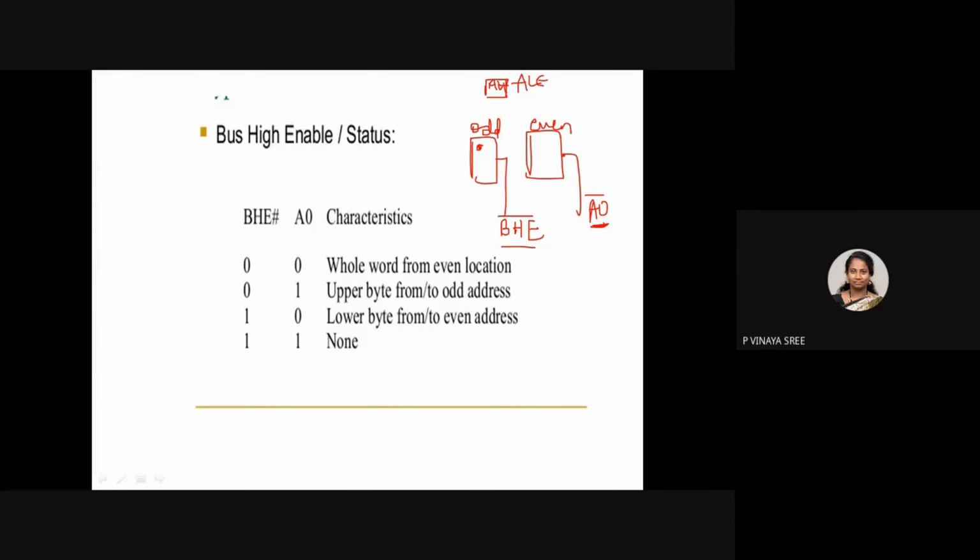So both are active low pins, active low signals. It means when it is low, then that particular memory bank will be activated. So by this you can understand why this banking is introduced.